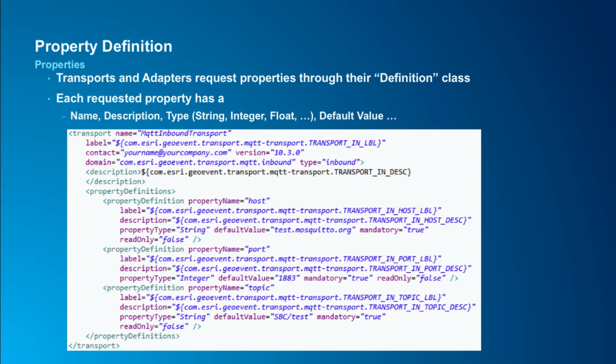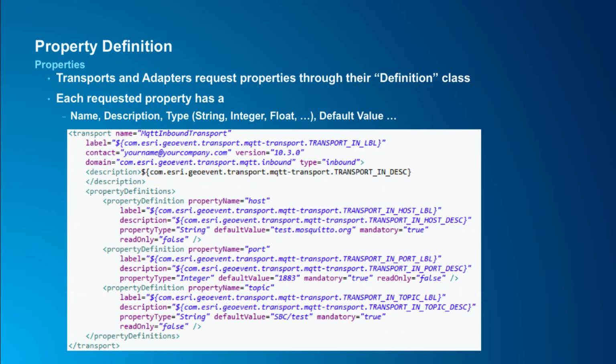This slide shows an example of an XML-based component definition. It starts with the attributes for the component. This includes name, label, contact, domain, version, type, and description. The label and the description are localized. Then there is a list of properties that the user can set to define the component behavior. The property definition includes attributes such as name, label, description, property type, default value, and so on.